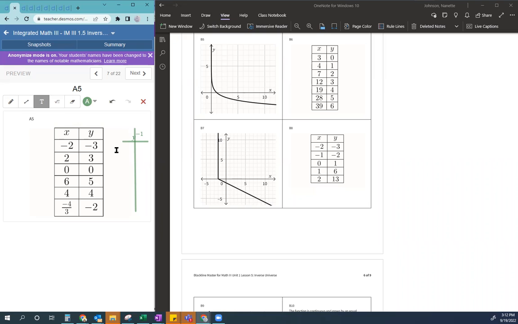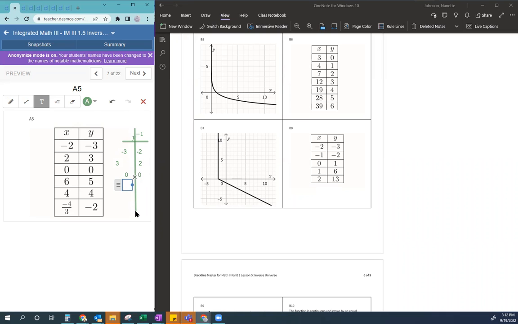And then here, I just want to switch these numbers. So here I'm going to go -3, and all the way over here I'm putting -2. Then the next one, I'm going to go with 3, and over here a 2. And same thing here, I'm going to put a 0 and a 0. That's kind of neat. It's 0, 0 as you switch it.